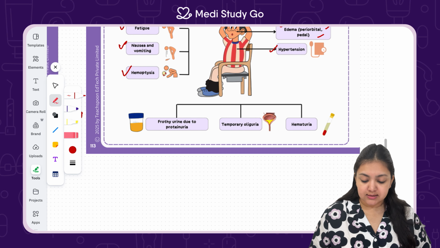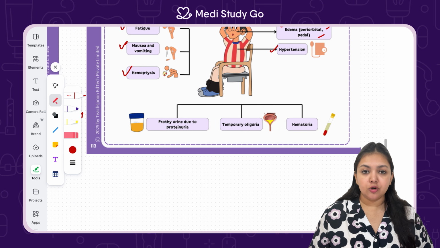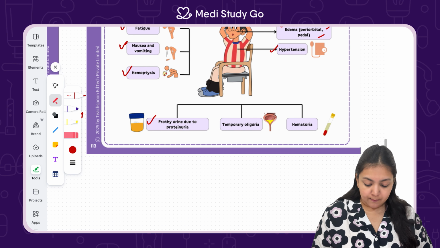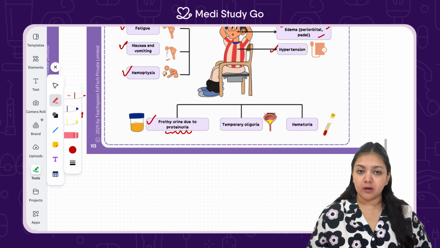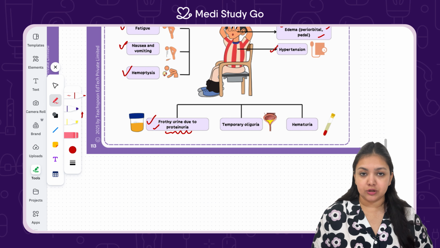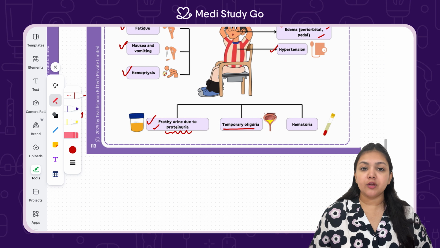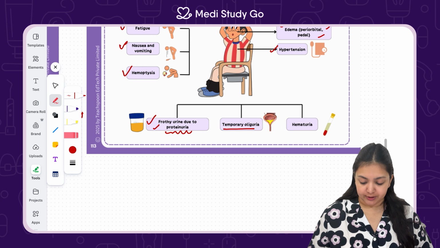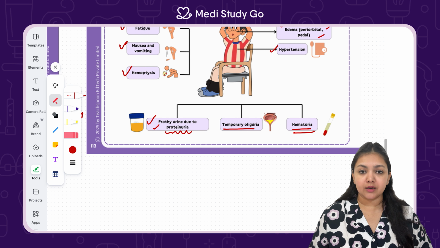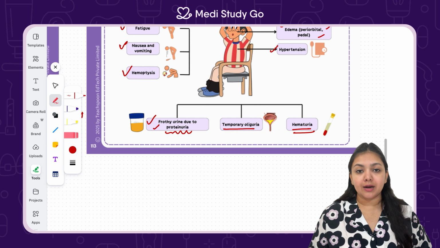Other than these, the classic symptoms which you see in case of acute glomerulonephritis is frothy urine, because proteins will now be released. The water is not being released, but the iso concentration has to be maintained, so protein drops down into the urine. So that is going to form a frothy urine. Secondly, there is going to be temporary oliguria. Oliguria means the quantity of the urine is going to decrease temporarily until the body tries to compensate for it. And lastly, hematuria is going to be present because RBCs will also be filtered out, and that is going to produce blood in the urine, and that is known as hematuria.